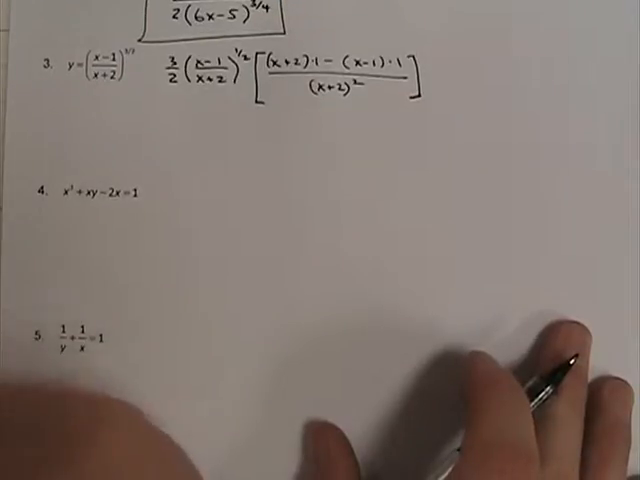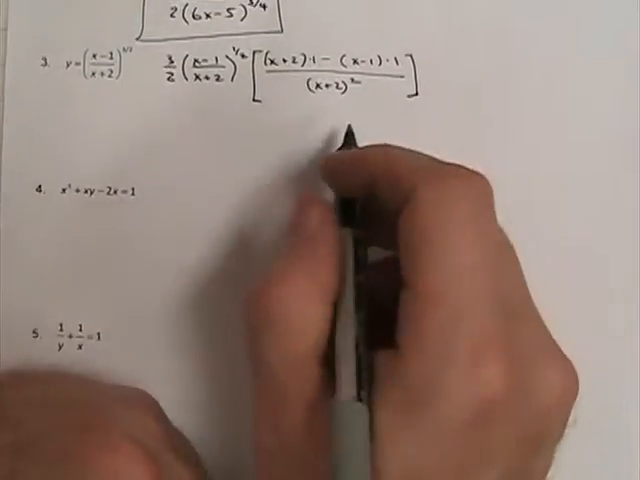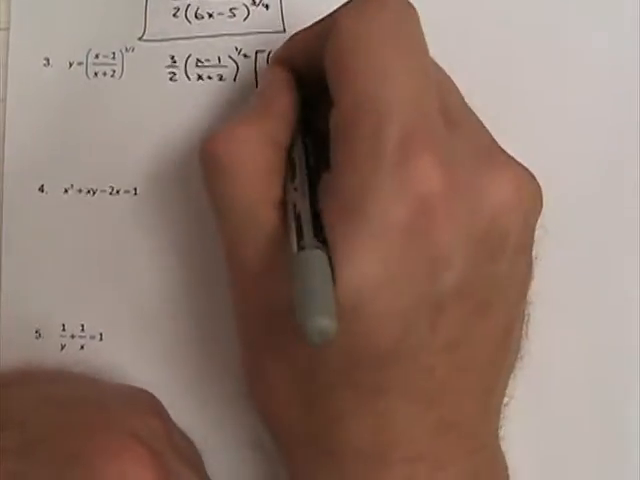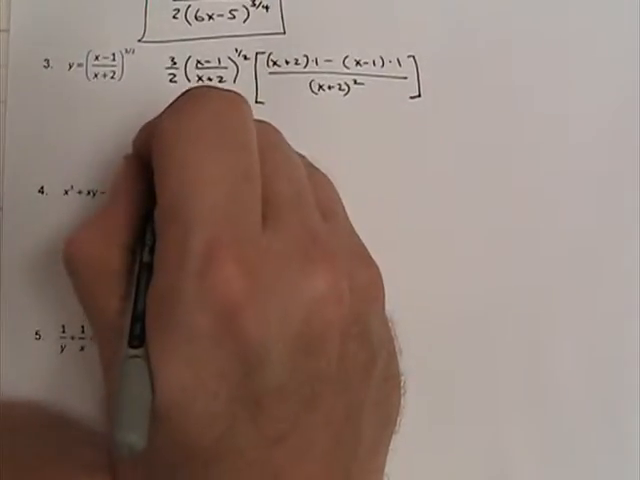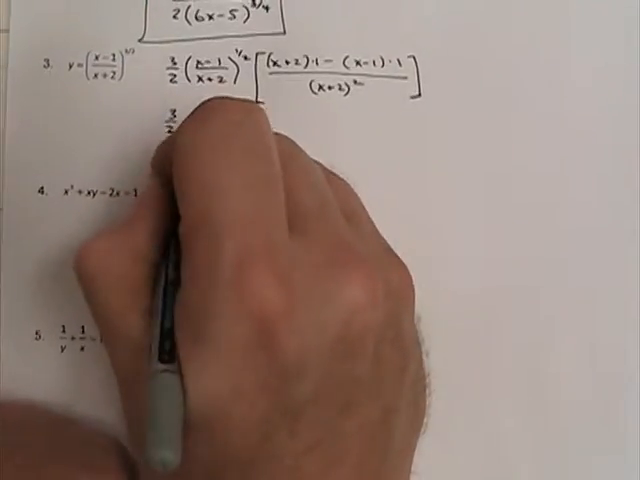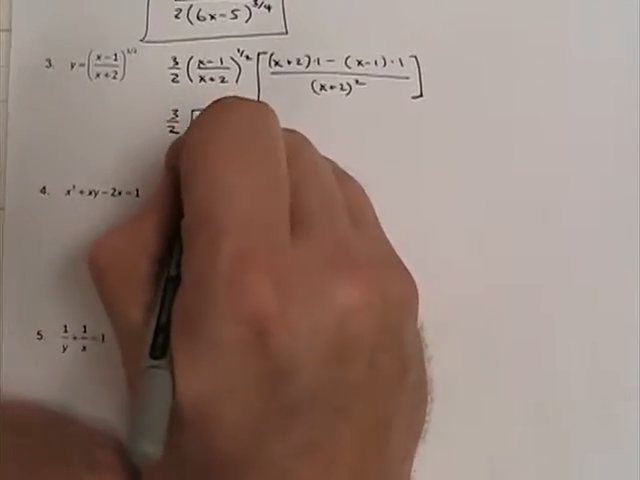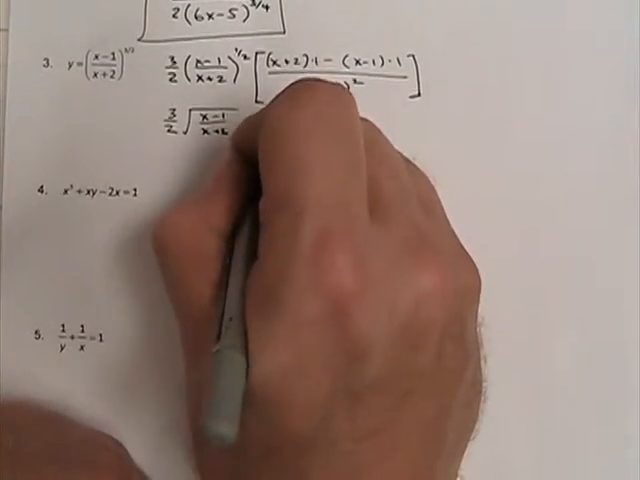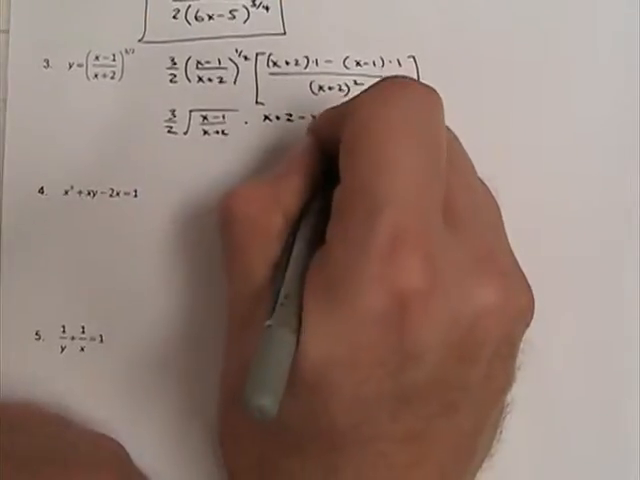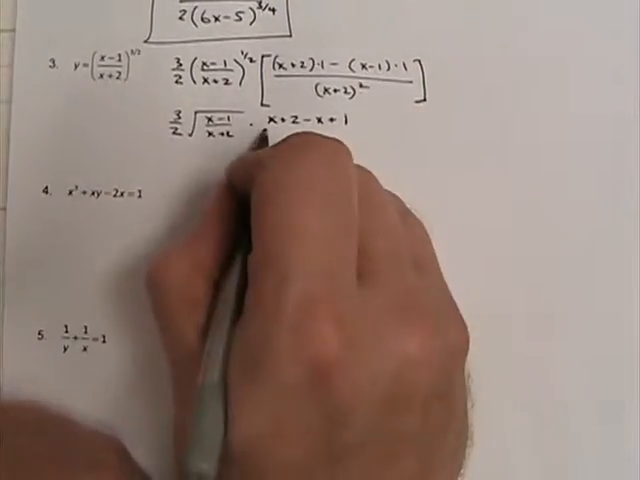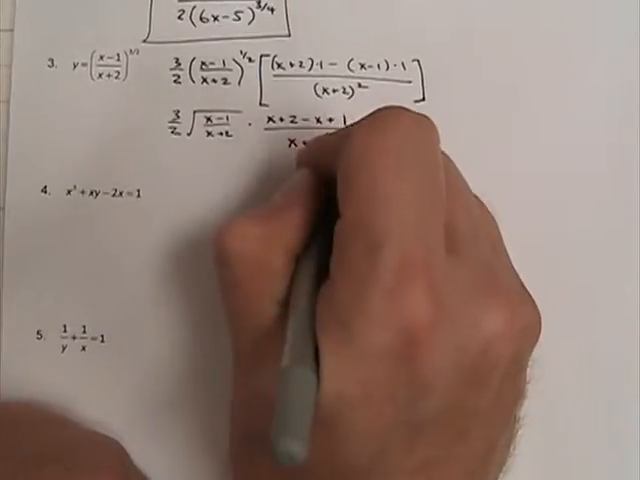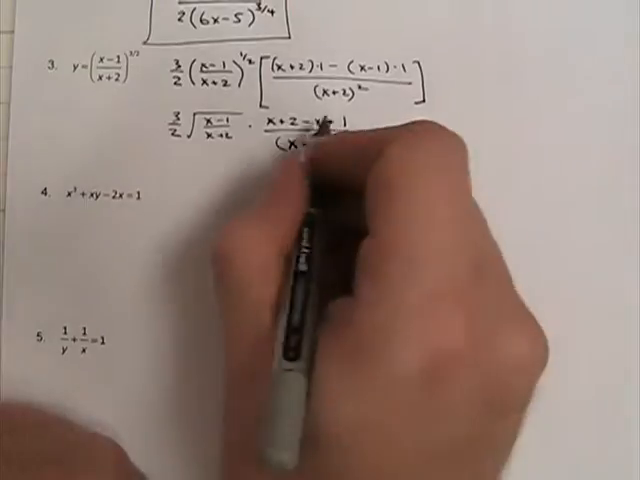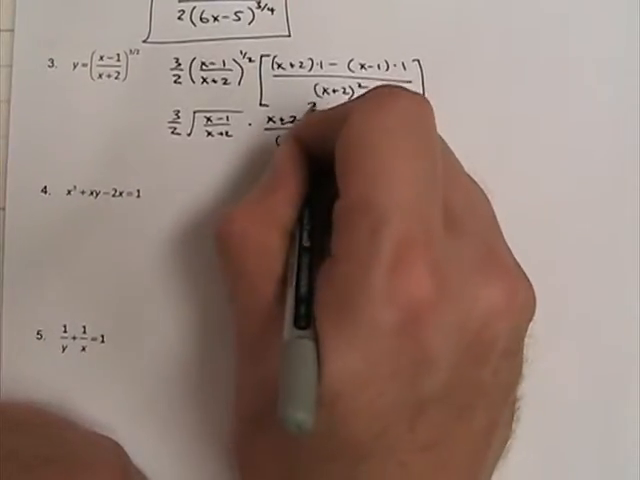Okay, looking at the top of that numerator right there, that's going to be x plus 2 minus x plus 1. You rewrite that: 3 over 2, x minus 1, x plus 2, times x plus 2 minus x plus 1, distributing, and x minus x leaves a 3 on the top. So this whole thing goes to 3.